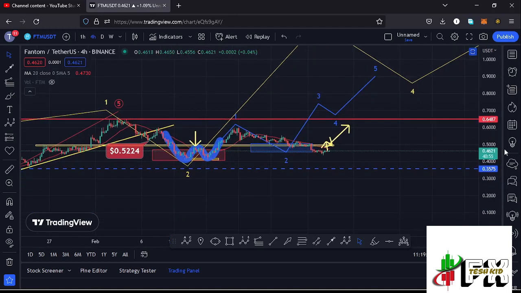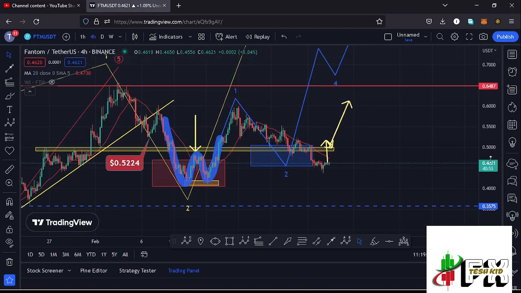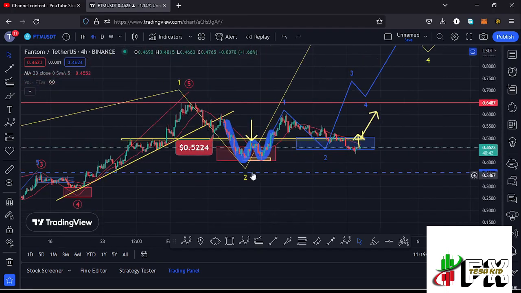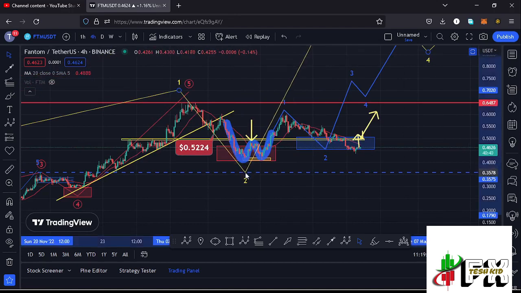But in case we lose our target area in the formation of this wave 2, that is this blue target area that I have right here in the formation of this wave 2, and continue seeing a breakdown to the lower side, then there are chances of making one more new low in the formation of this higher Elliott wave count 2 that I have right here in yellow.